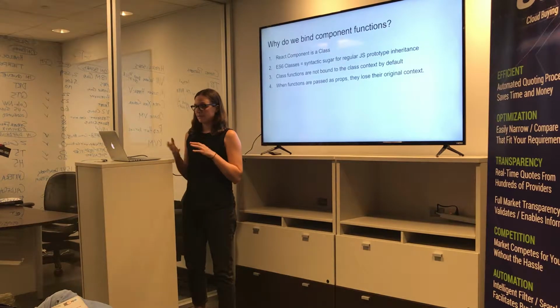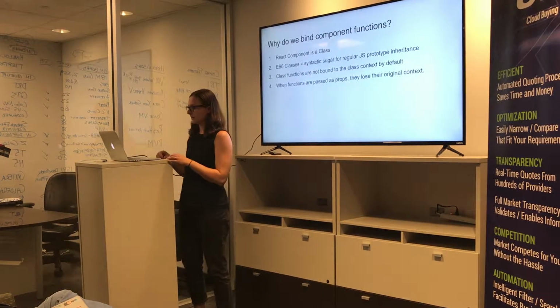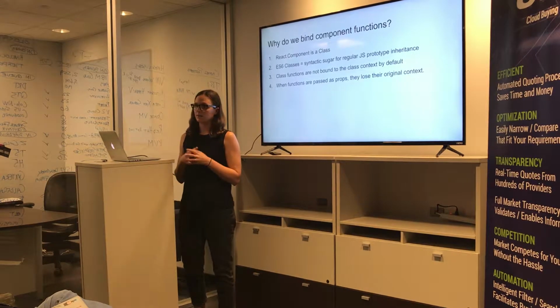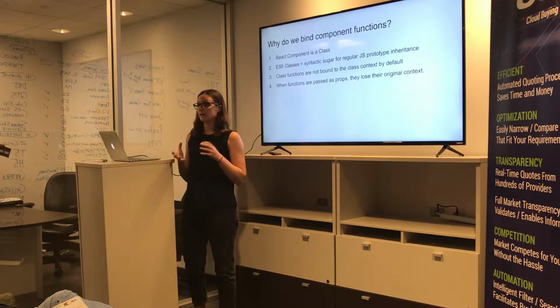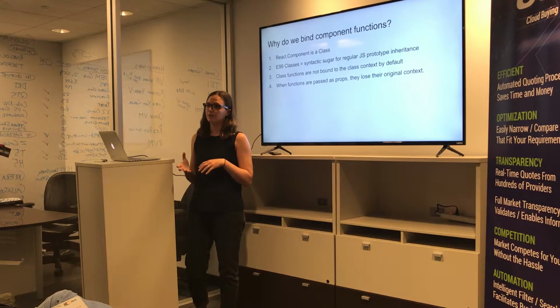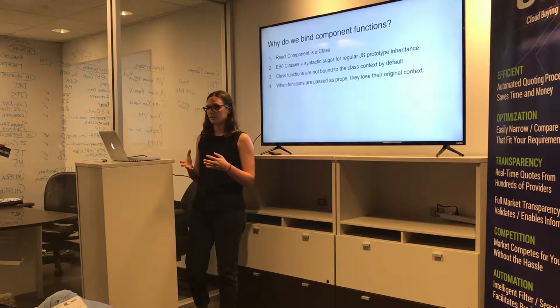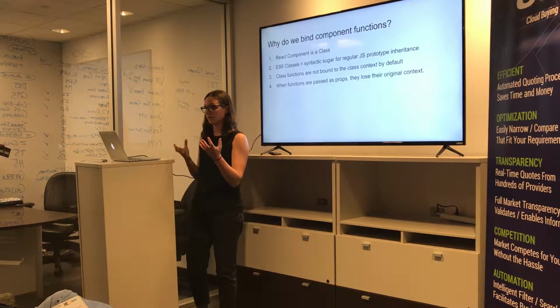So when we pass functions as props, which is how we pass functionality between React components, they lose their original context. So if you're trying to use this.setState or this.props within a function, it's not going to know what those things are because those are associated to the component.